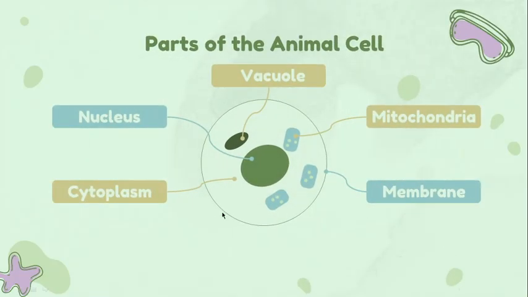Now the animal cell. Here in the animal cell, we can see that there's a vacuole which is small. So that's why the nucleus is in the center of the cell. So this has cytoplasm, nucleus, vacuole of course, mitochondria, and membrane. There is no cell wall and no chloroplast, because chloroplast is a plastid. Plastids are not present in animal cells.